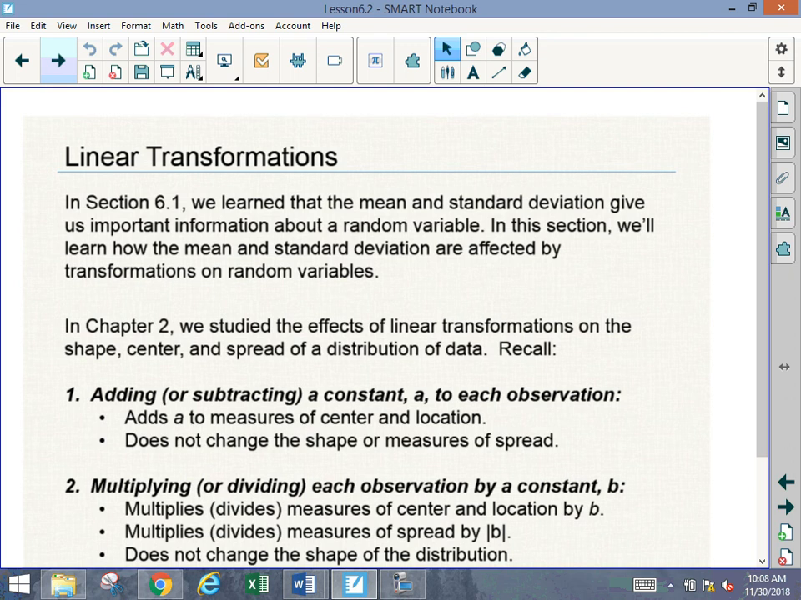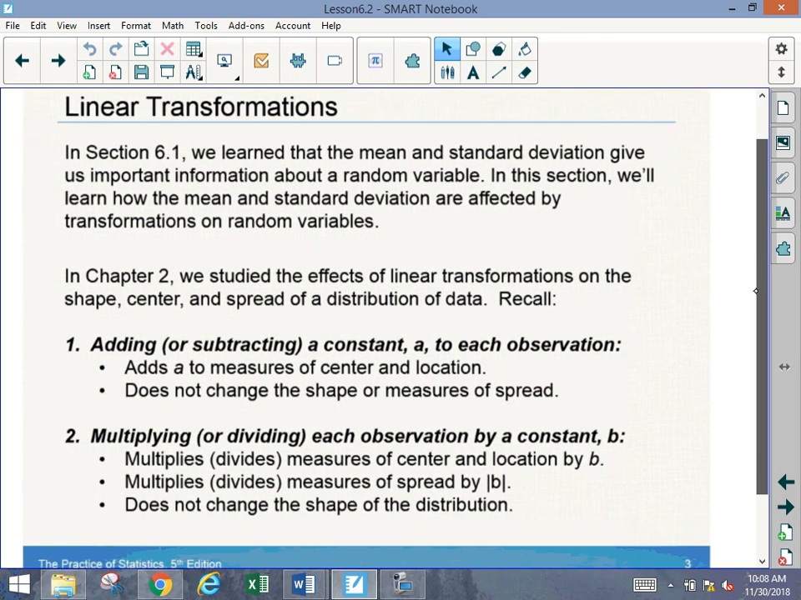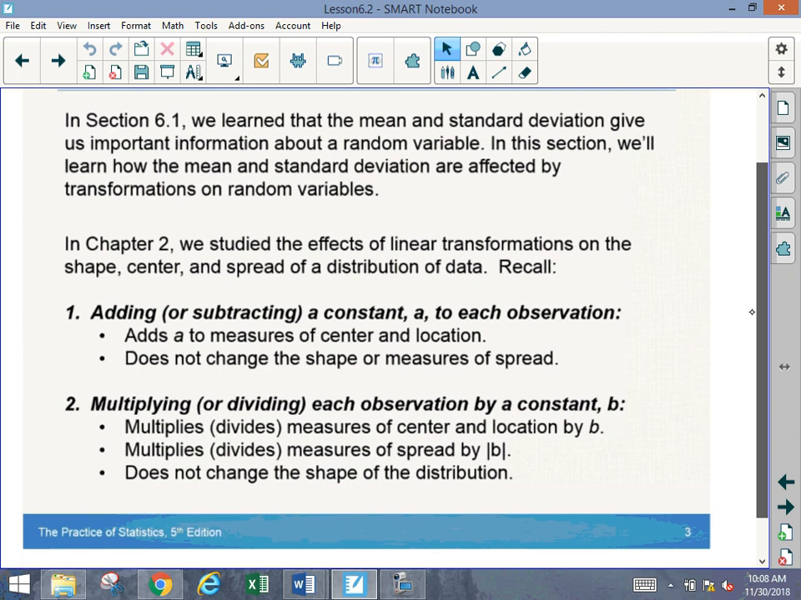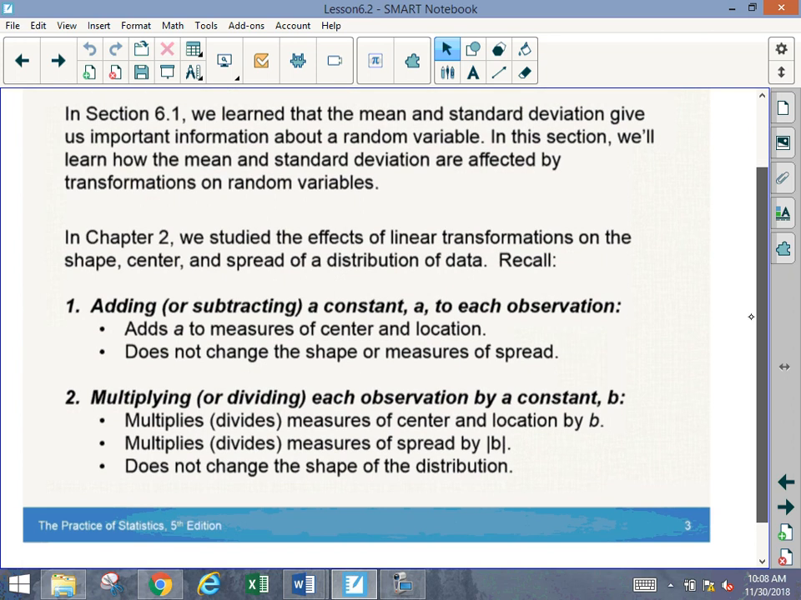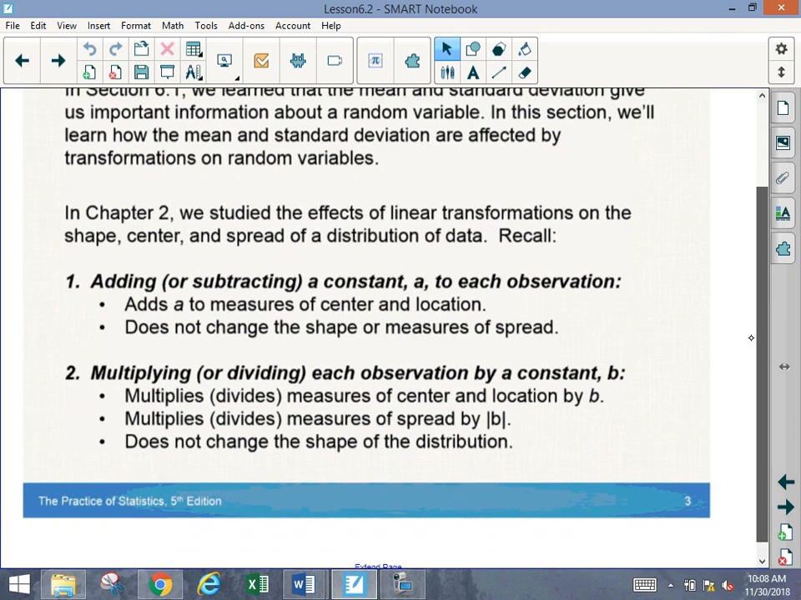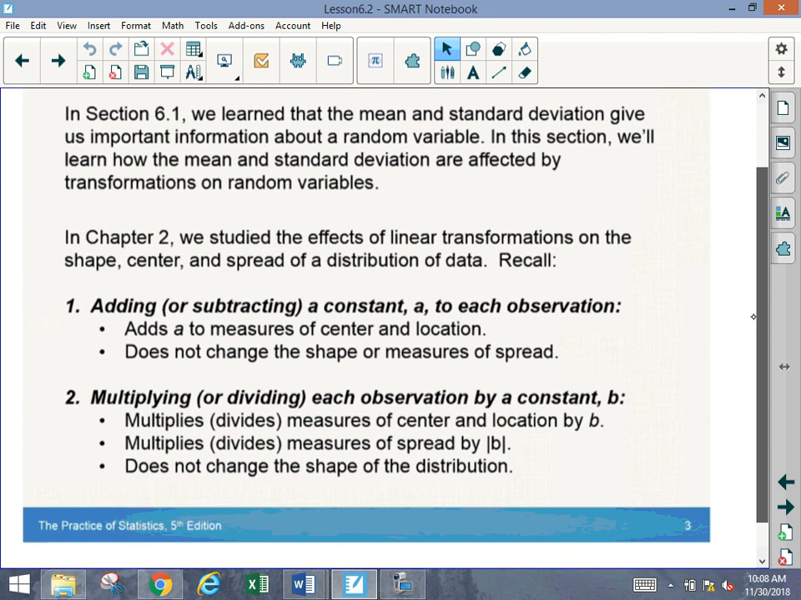It goes all over the place. So it's pretty interesting. All right, so we are going to learn how these things are affected, our mean and standard deviation.